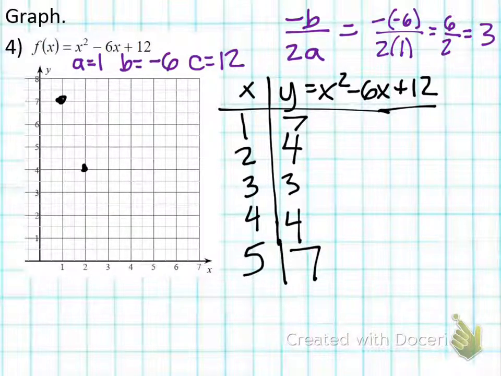Alright, then I start plotting these points. So I have (1, 7), (2, 4), (3, 3), which is my vertex. Then I go back up, I have (4, 4) and (5, 7). Then I sketch my curve, and I'm done.